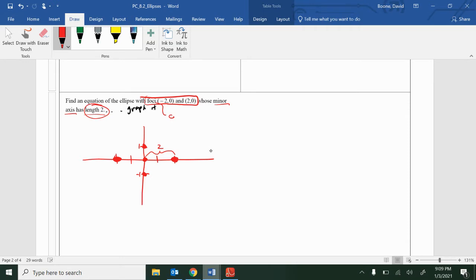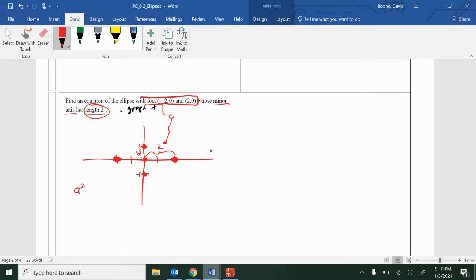What is that distance that my vertex would be out to? So here, my C value was 2. Okay. My minor axis has a length of 2, so this distance right here, that's the short one, so that's the B value. So I got to find out what that A value is.